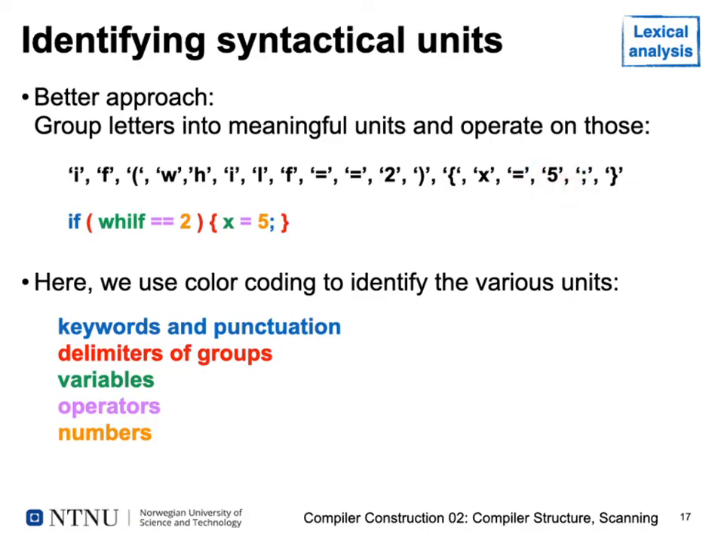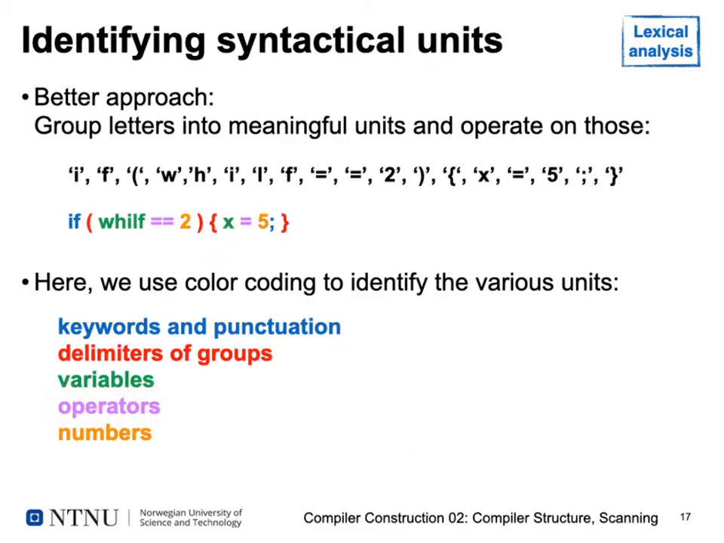Now we can already do some sort of annotations in our head, and this is indicated by colors here. So you see we have split our input character stream into different parts having different properties, and we use color coding to identify the units. Everything in blue is a keyword or punctuation, like our if here in front. Everything in red is a delimiter of group, like our round brackets or curly brackets here. Things in green are variables, like our wilf, because it's not while, it's wilf, and our x.